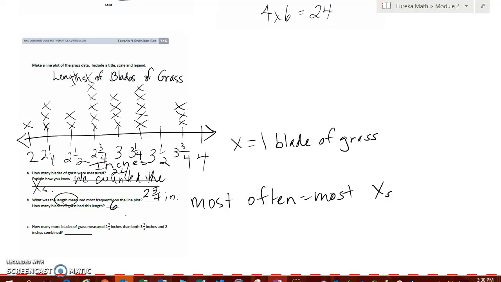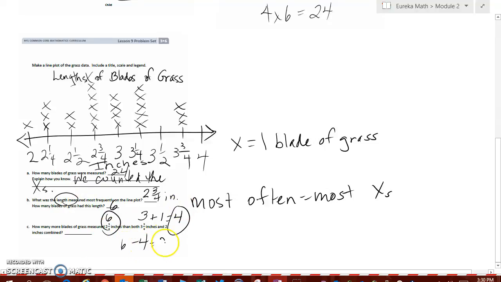Finally, how many more blades of grass measure 2 3/4 inches than both 3 3/4 inches and 2 inches combined? All right, well, let's figure out how many we have. At 2 3/4, we just said we had 6. 3 3/4 is 3, and 2 inches is 1. So I'm combining these two to get 4. So how many are here compared to here? Well, 6 minus 4 gives us 2. So the answer is 2 blades of grass.